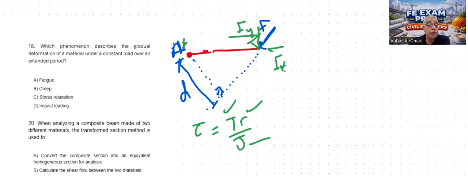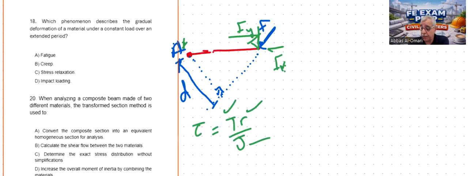Which phenomenon describes the gradual deformation of a material under constant load over an extended period? Deformation under constant load is called creep. This is the definition, from material science. Okay? Deformation under constant load is creep. Okay, next question.